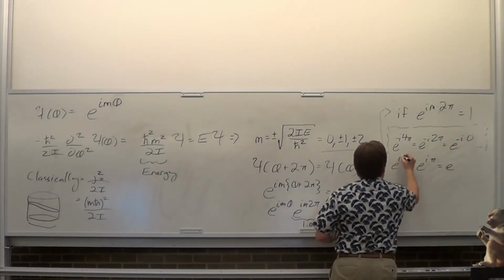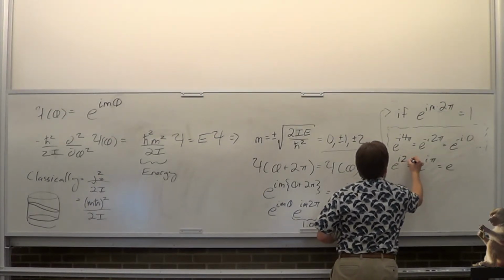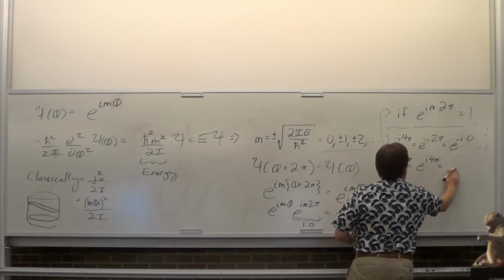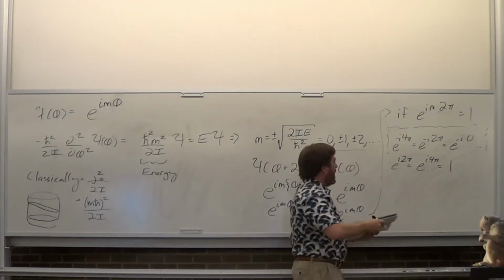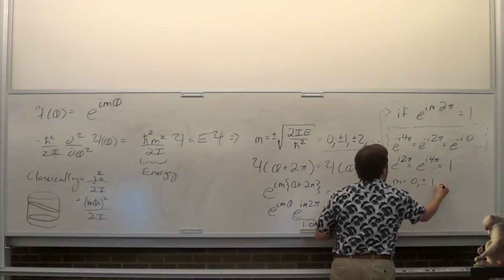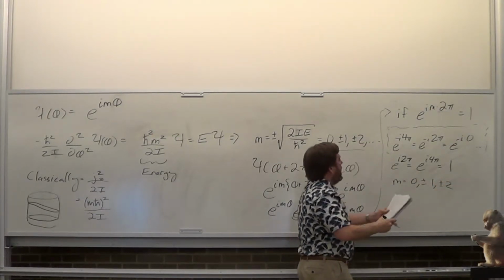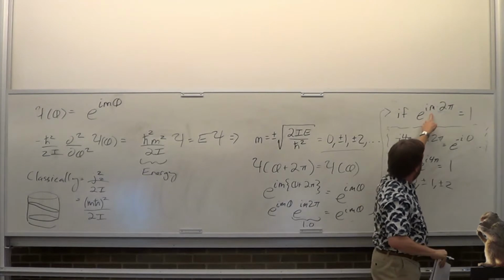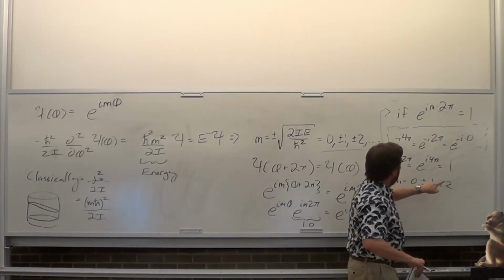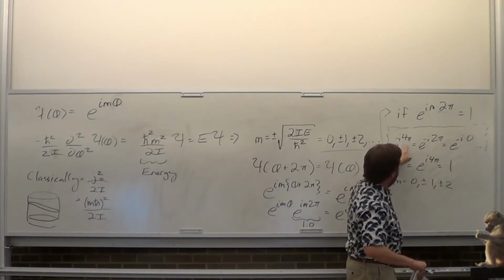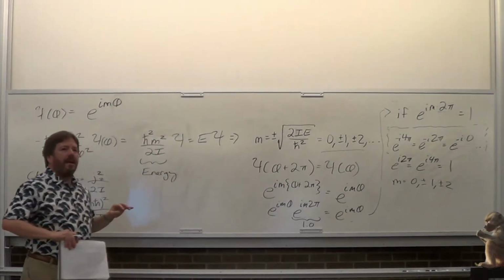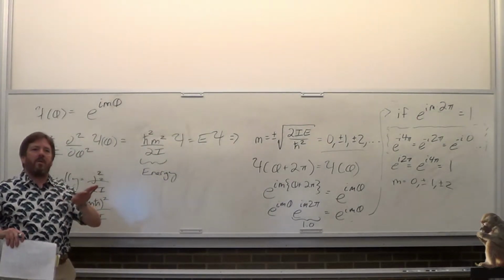Okay, 0, i·2π, i·4π equal to 1. So now you see why m is 0, plus or minus 1, plus or minus 2. Plus 1 gives you that, minus 1 gives you that and that. Minus 2 gives you that and that, right? I know I just need to write them all down. I'm being lazy. Other questions before we go on?